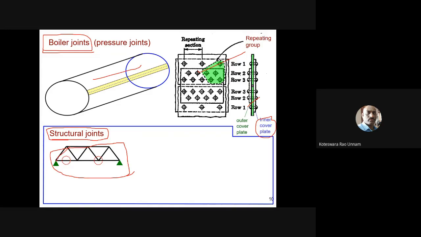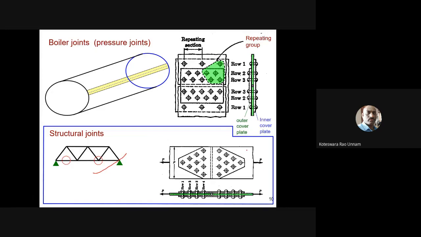a railway bridge is a truss structure only. Here at this location, the joints, any 2 members are connected through riveted joints only. Here you have a joint, here you have a joint, here you have a joint. Similarly here, even at this location you have a joint. Whenever you want to connect 2 members in the truss, you need to use a riveted joint. So this is another application of the riveted joint, in case of structural joints.